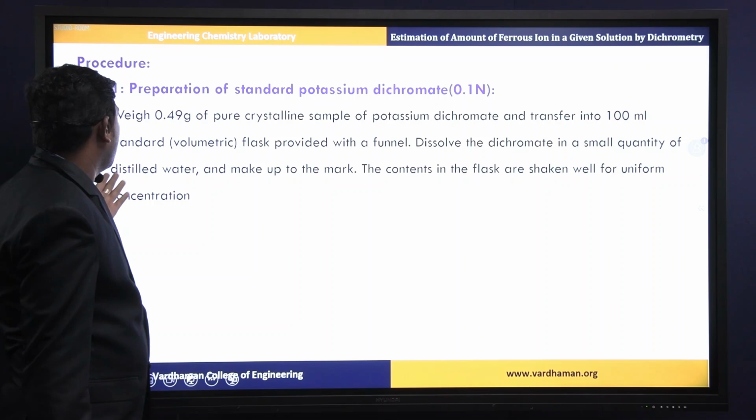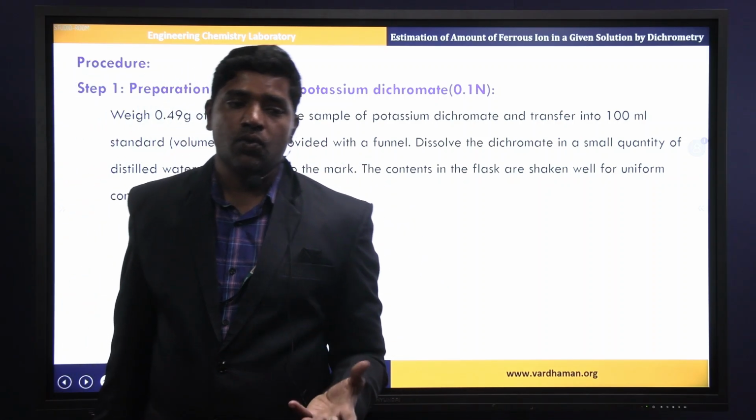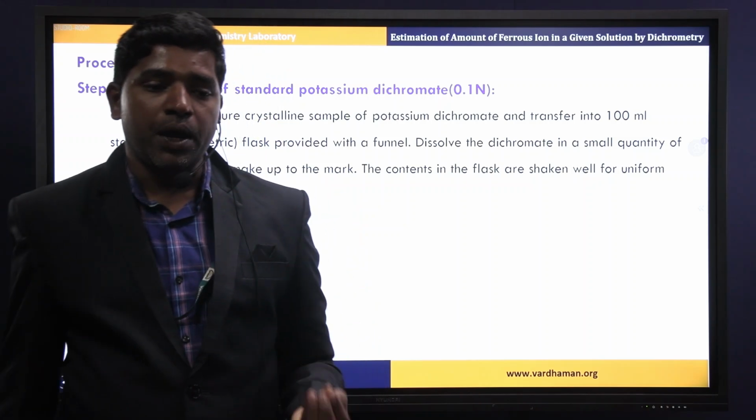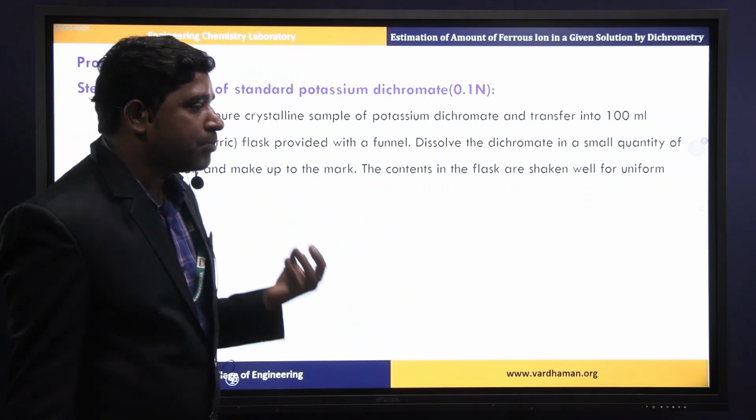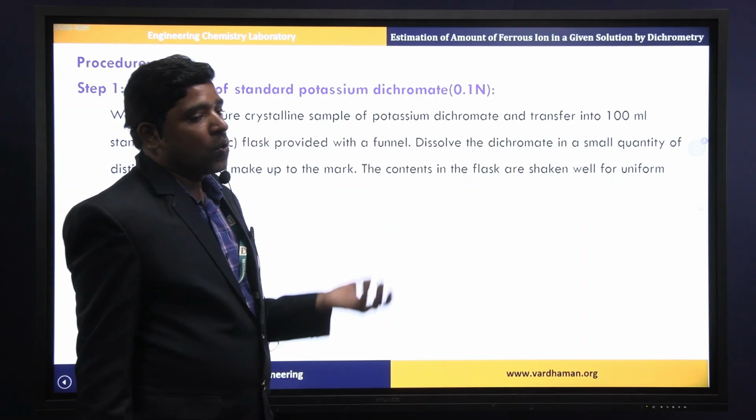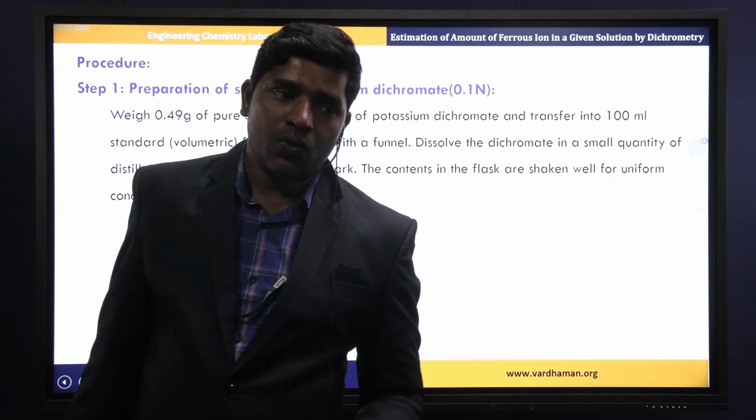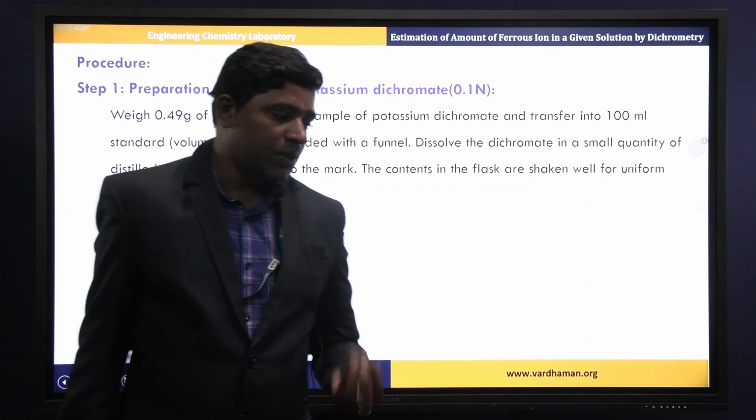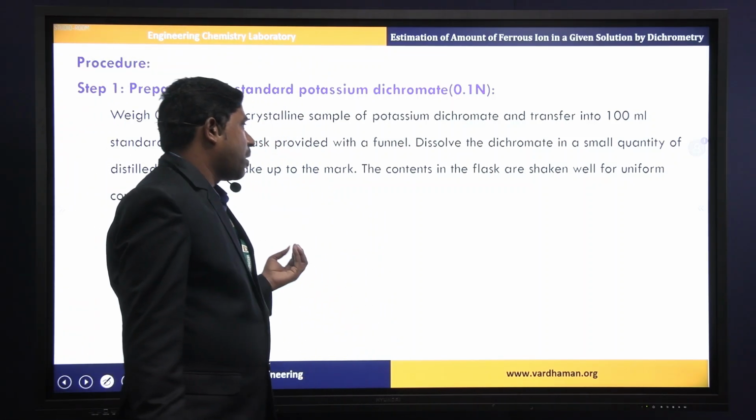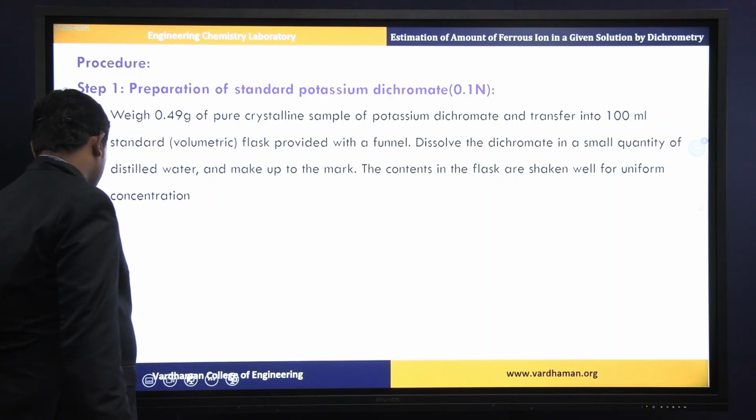How do we prepare 0.1 normality potassium dichromate? We weigh 0.49 grams of potassium dichromate and transfer it into a 100 ml volumetric flask, dissolve with distilled water up to the mark, and so we prepare the 0.1 normality potassium dichromate solution.